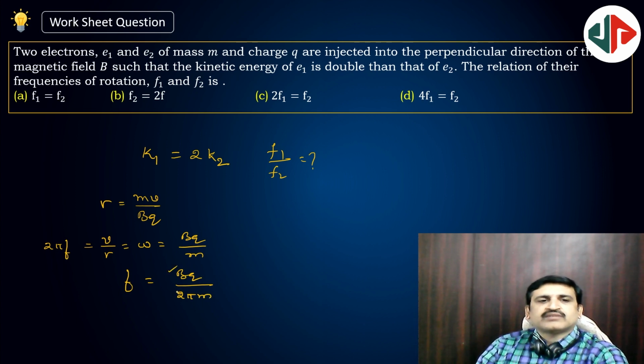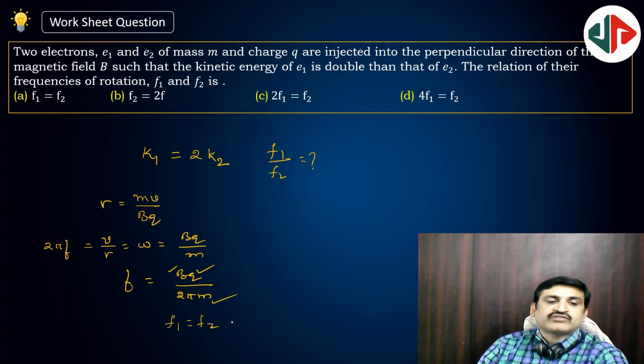B is same for both 2 electrons, q is same for both, mass same for both. So obviously it is independent of kinetic energy. So frequency f1 is equal to f2. So both are going to have 1:1 relation.